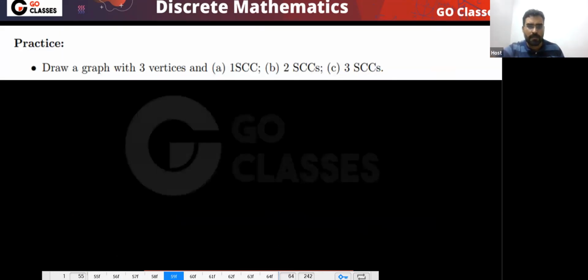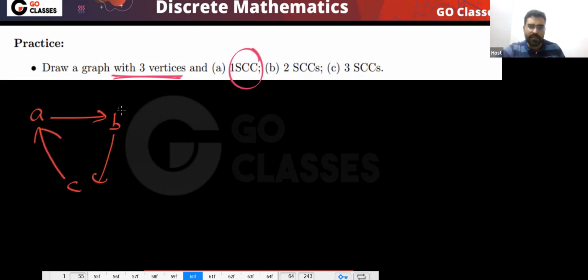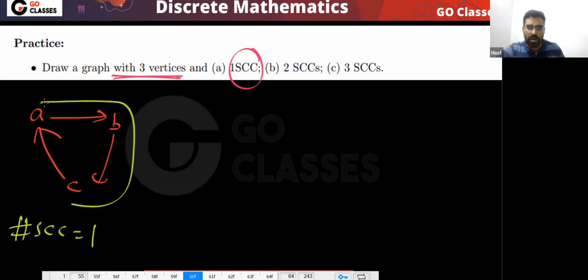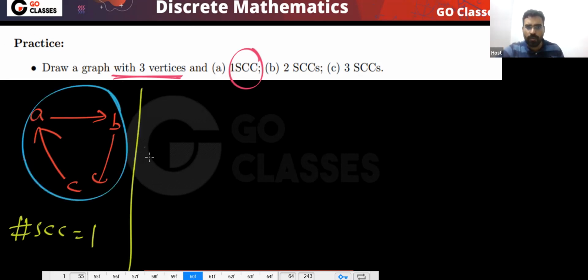Let's find out this question. Draw a 3-vertex graph with one strongly connected component. Can you do this? Only one strongly connected component you must have. So you can draw this graph, A, B, C. In this graph, the number of strongly connected components is only 1, because you have this cycle. So you can notice this is the strongly connected component.